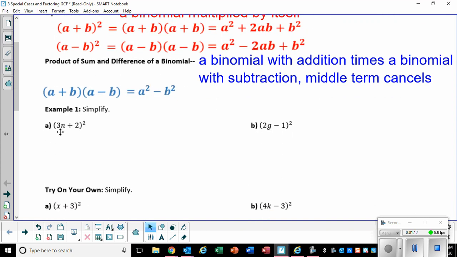So example 1, we have 3n plus 2 squared. So if you use this setup, 3n would be your a and your b would be 2. You could fill this in then. So you have 3n squared plus 2 times 3n times 2 plus 2 squared. And you'll get your answer of 9n squared plus 12n plus 4. That only works if you go ahead and memorize this.